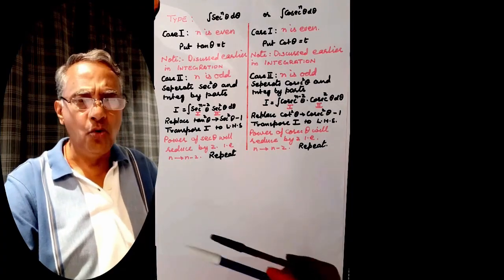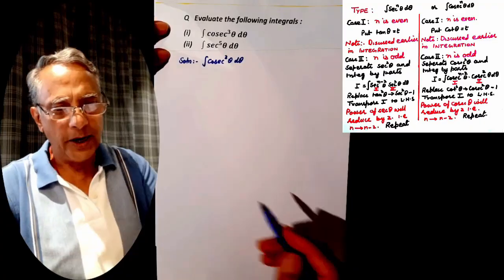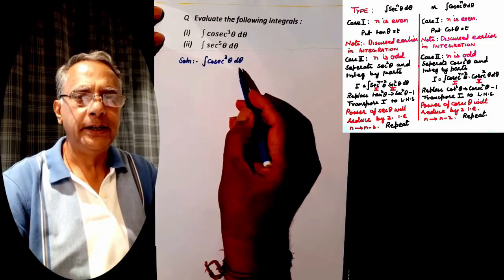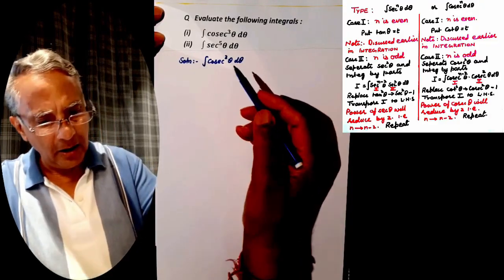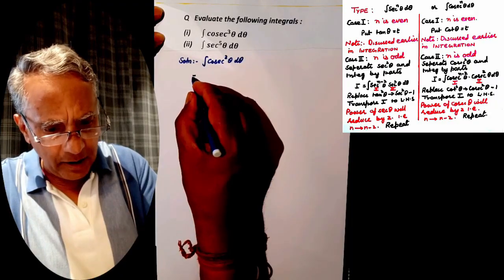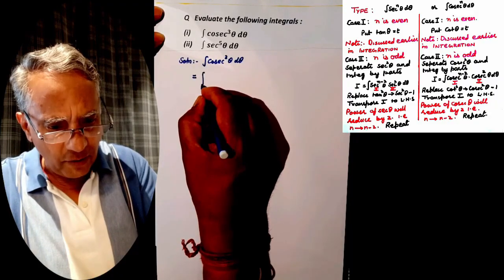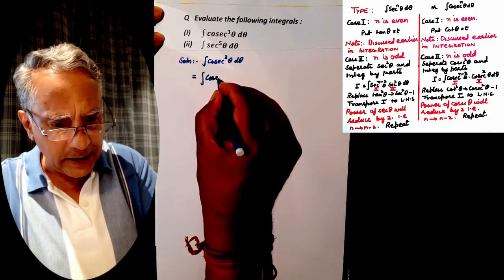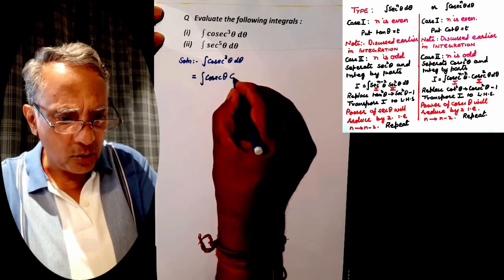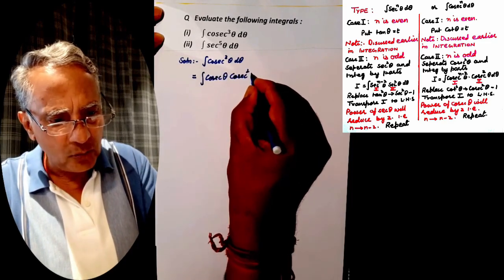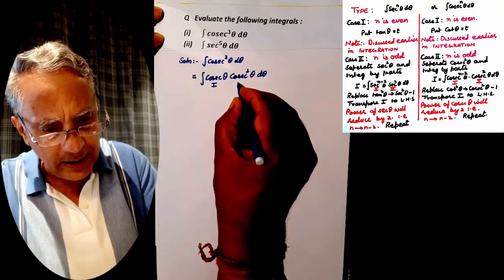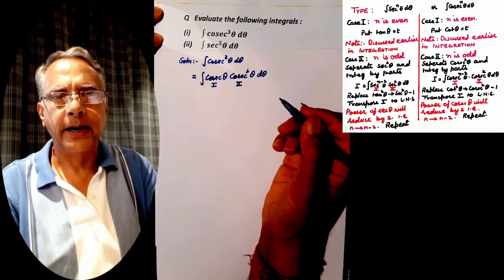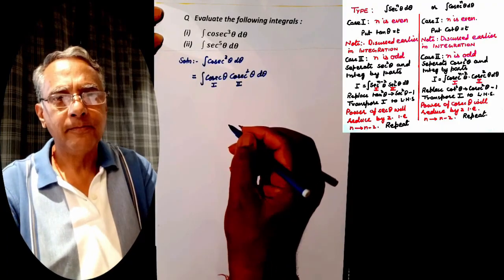Now I will take 2 examples. First is integral of cosecant cube theta d theta. This is an odd power, so we will write this as cosecant theta into cosecant square theta d theta. Regard this as first function and this as second function and integrate by parts.